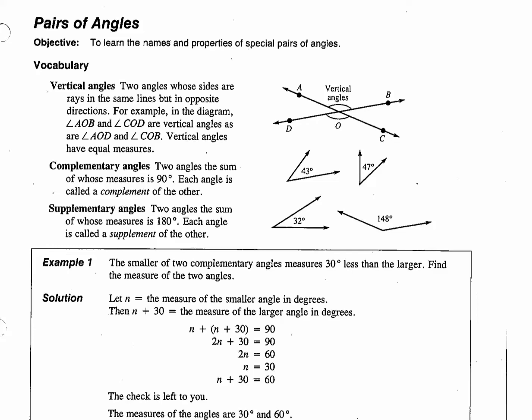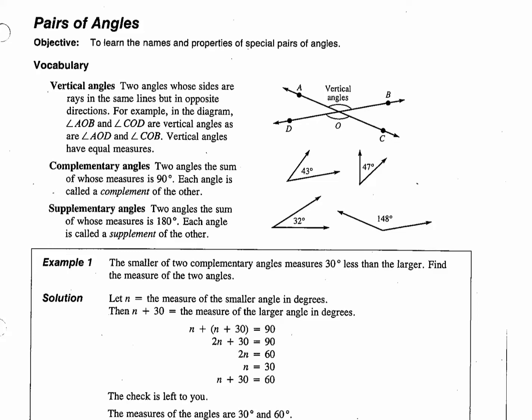All right, so what we have here are a bunch of definitions and a couple of examples that you need to read through, try to practice, and see if you can memorize these definitions. So we have vertical angles: two angles whose sides are rays in the same line but in opposite directions. Our vertical angles have equal measures. So we can see right here, angle AOB and angle DOC are vertical angles, and vertical angles are congruent.